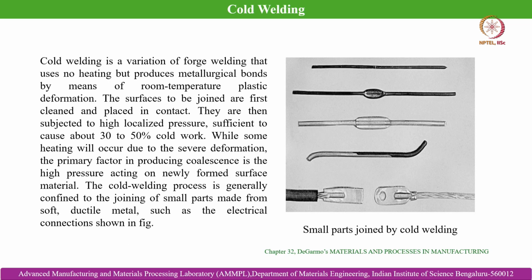The next in the list is cold welding. It is a variation of forge welding that uses no heating but produces metallurgical bonds by means of room temperature plastic deformation. The surfaces to be joined are first cleaned and placed in contact, and then they are subjected to high localized pressure sufficient to cause about 30 to 50% cold work. While some heating will occur due to the severe deformation, the primary factor in producing coalescence is the high pressure acting on the newly formed surface material.